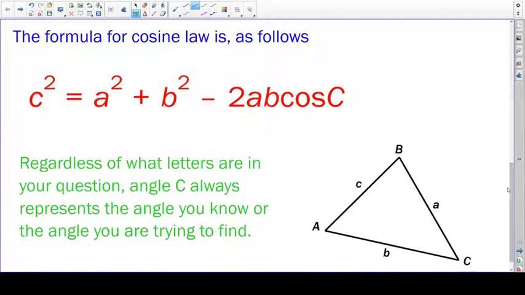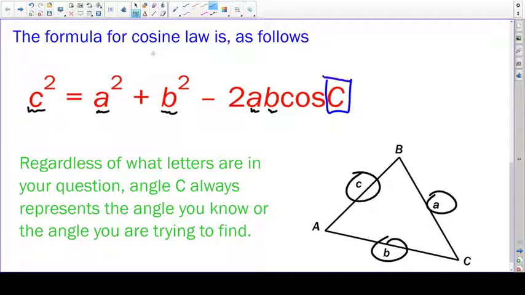The formula for cosine law is c squared equals a squared plus b squared minus 2ab cos C, and that's angle C. So just to clarify, c, a, b all represent the three sides of the triangle. But capital letters represent angles, so cos C represents the cosine of angle C.